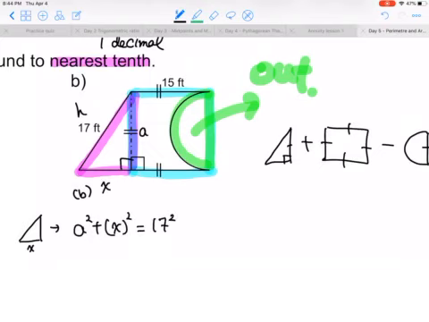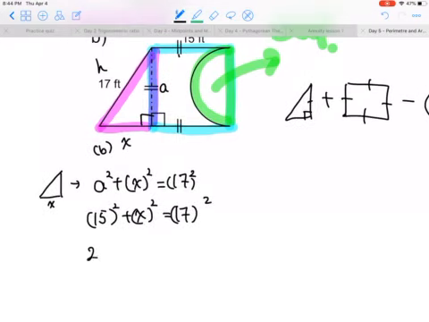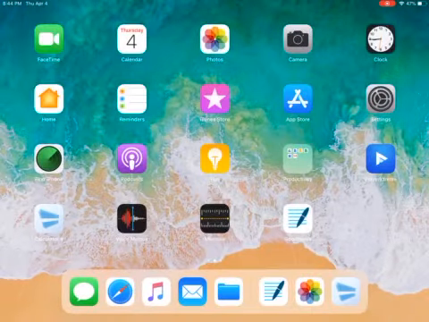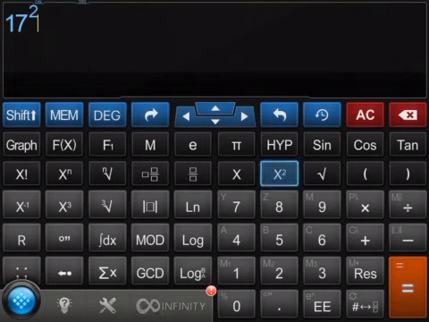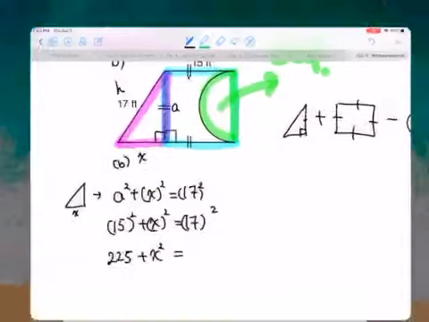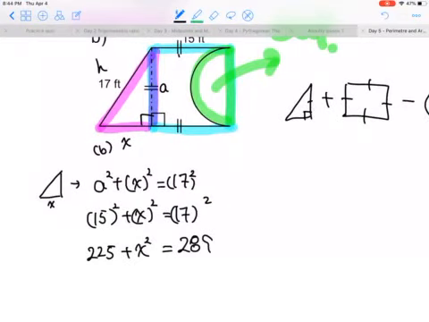Now, question is, what is A? It doesn't really say, but if you take a look at it, side A is equal to this 15 feet. So this means 15 squared plus x squared equals 17 squared, and that is 225 plus x squared equals 17 squared. 17 squared is 289.